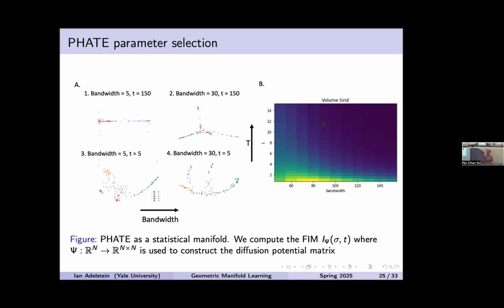And so that's how I can treat each point of my fate statistical manifold as a probability distribution over the n squared data points, just by thinking about the diffusion operator as a distribution over the square data points. This image is just to show you that as you change diffusion time and bandwidth, you get different embeddings. So things look different as you change this. And then this is actually a realization of our statistical manifold.